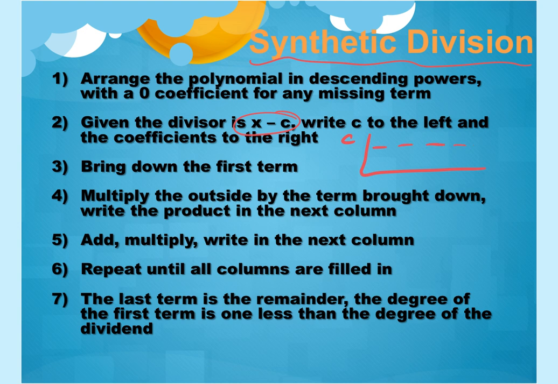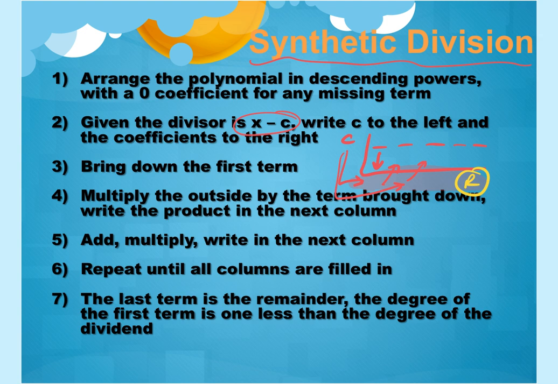Then you list all your coefficients and the constant at the end. You bring down the first term. You multiply it by what's on the outside and put it in the next column. And then you add it. And then you multiply it by what's on the outside, put it in the next column, and you add it. And you repeat that until you run out of columns, okay? At the end, whatever's in this bottom section, the very last term is your remainder.